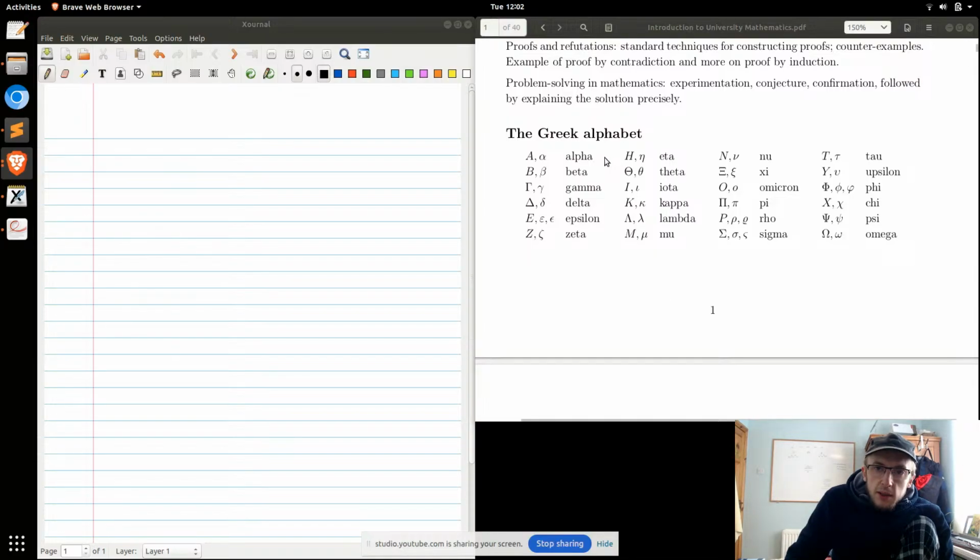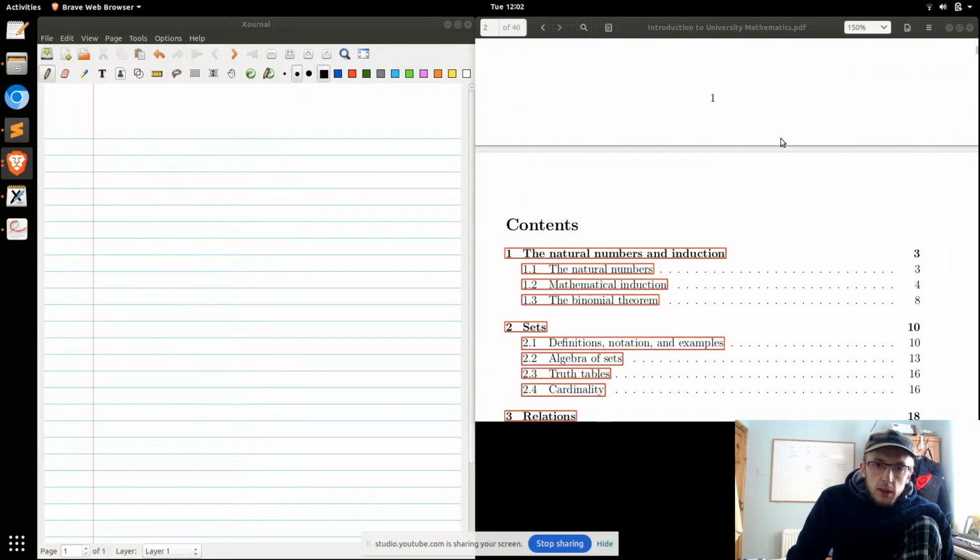Now, I can recite the Greek alphabet, I believe. Alpha, beta, gamma, delta, epsilon, zeta, eta, theta, iota, kappa, lambda, mu, nu, xi, omicron, phi, chi, psi, omega, something like that. But could I write it down from start to finish? Perhaps not. And so maybe I should get that skill. In due time.